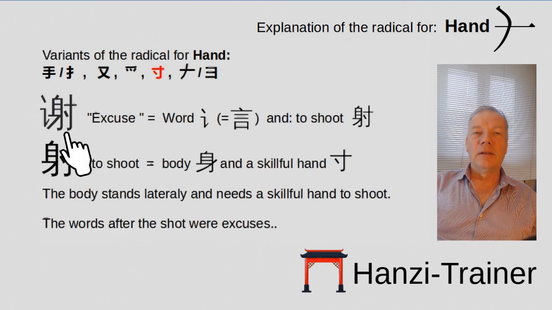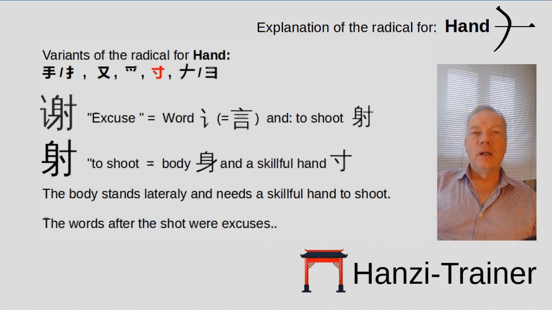Okay, the next one has the meaning excuse and is composed by the character for word and to shoot. The character for to shoot is composed by a body and this skillful hand. The body can be understood as a side view with one foot put in front at the left. Now the memory phrase for to shoot. The body stands laterally and needs a skillful hand to shoot. Again, I memorize to shoot with the phrase: the body stands laterally and needs a skillful hand to shoot.